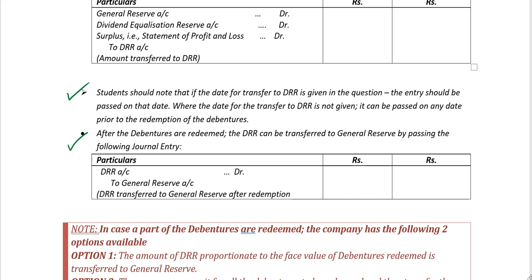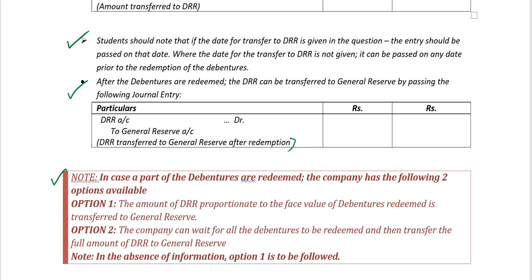After the debentures are redeemed, the DRR can be transferred to General Reserve by passing the following journal entry: DRR account debit to General Reserve account, for transfer of DRR to GR after the redemption of debentures.